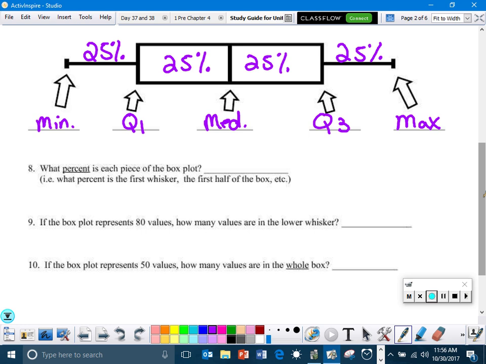Okay. Next question. We already answered it. What percent is each piece of the box plot? 25%.